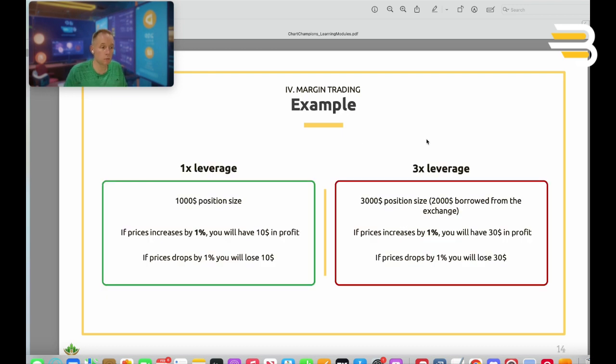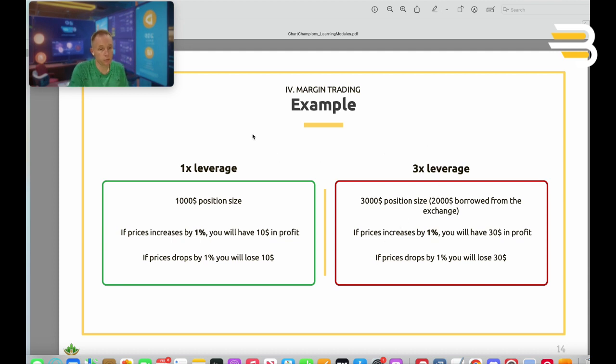So here's an example of leverage trading, 1x leverage trading versus 3x. So 1x leverage trading with a $1,000 position size. If the price increases by 1%, we'd be $10 in profit, because 1% of $1,000 is $10. If the price moves down 1%, we'd be down $10. Same thing on 3x leverage. We have a $3,000 position size, $2,000 borrowed from the exchange. If the price increases by 1%, we'll have $30 in profit. If the price drops by 1%, we'll lose $30.